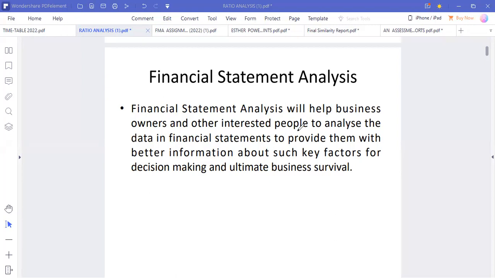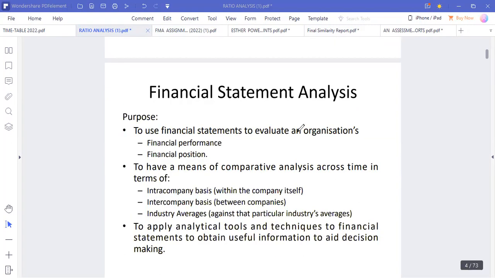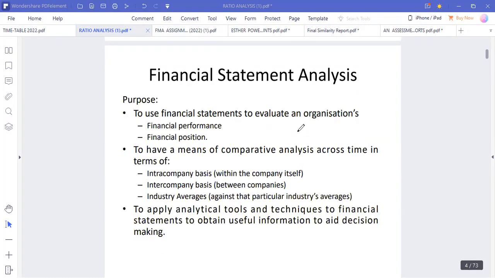So for financial statement analysis, it will give you the following purposes. One, to evaluate the company's performance. This could be past, present, future, and also to ascertain the financial position as of now. It will also give you a comparative analysis, inter, and industry analysis. And inter, we're talking about within itself, inter amongst other companies. So it will finally help you apply analytical tools and skills useful for decision making.